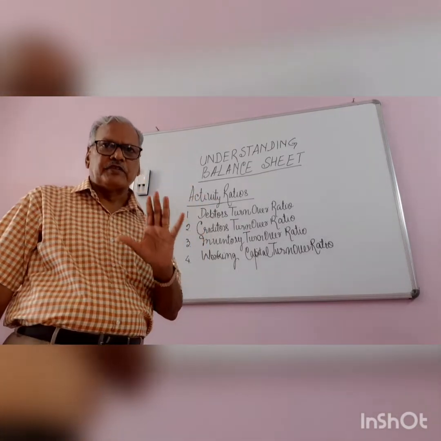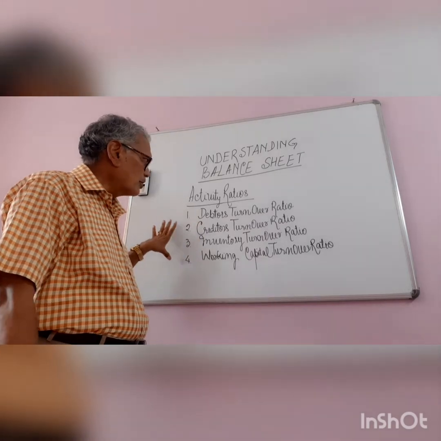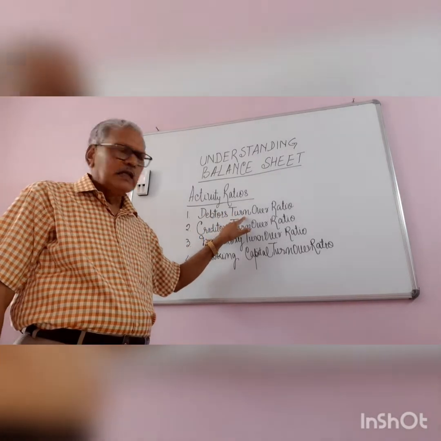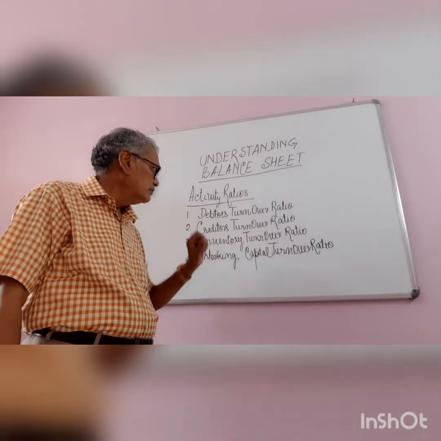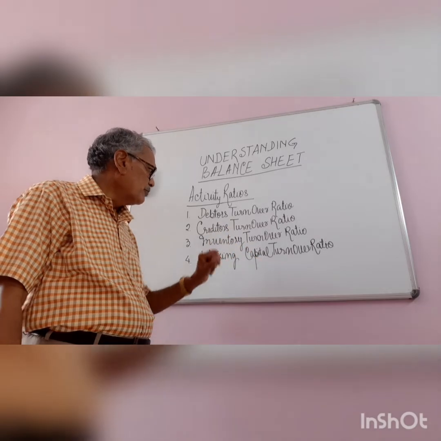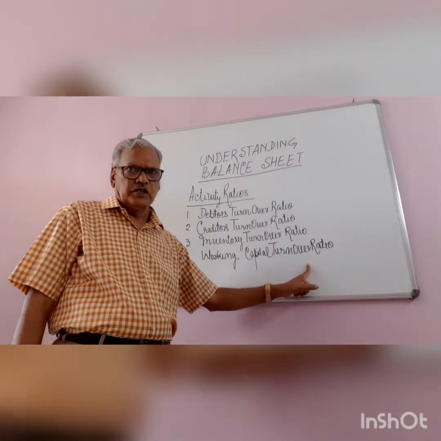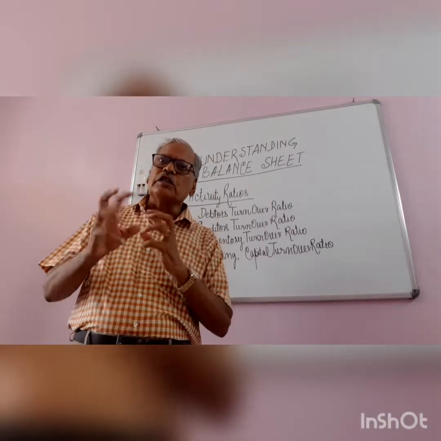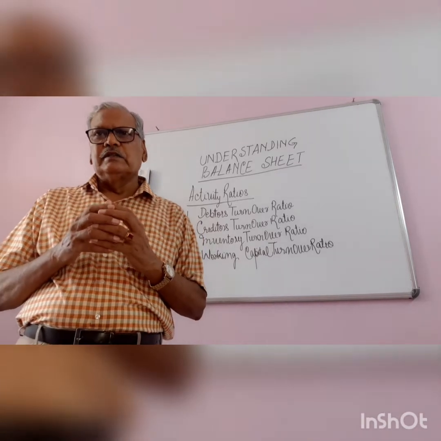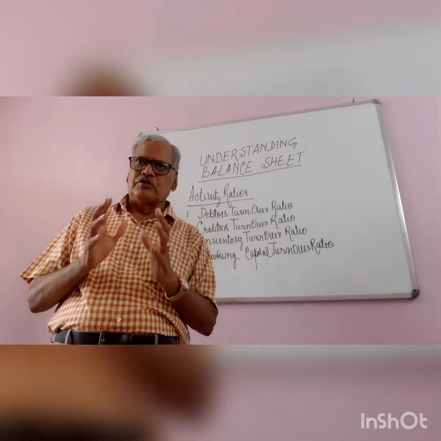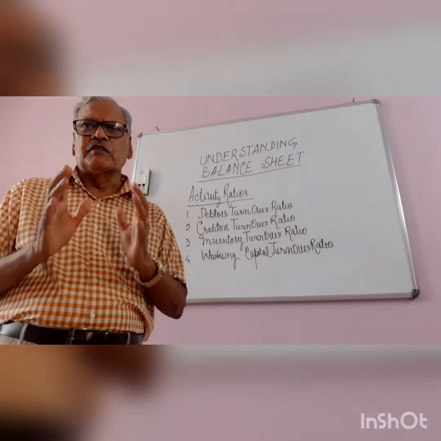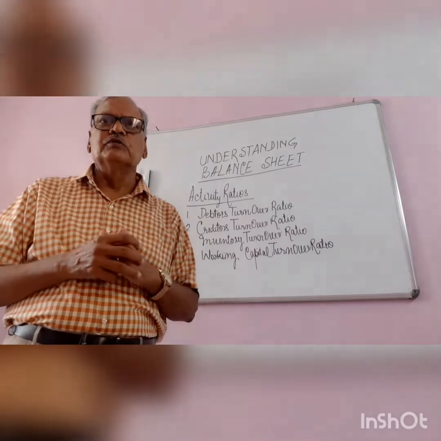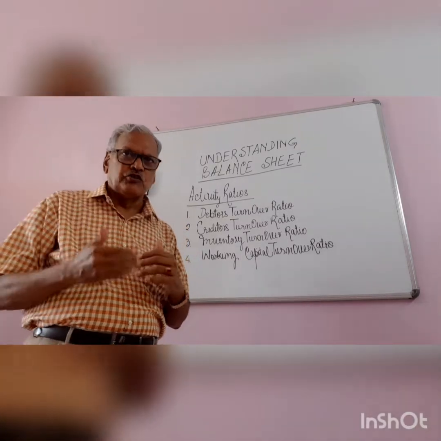Activity ratios, I have selected these 4 ratios: debtors turnover ratio, creditors turnover ratio, inventory turnover ratio, and working capital turnover ratio. For the business activity, all these ratios are very important. So we have to attentively listen to what I am going to explain to you right now.